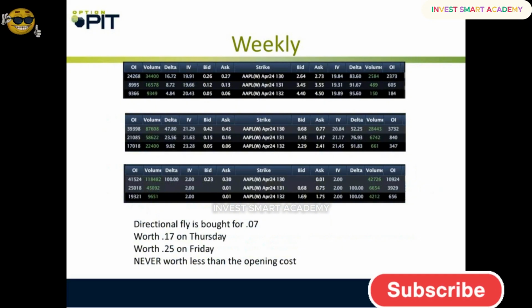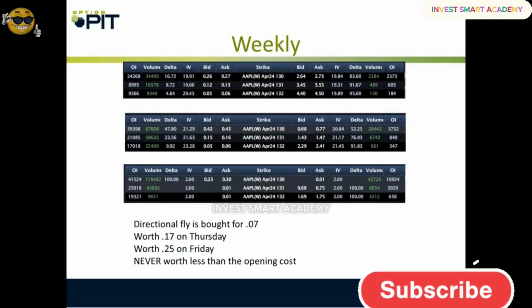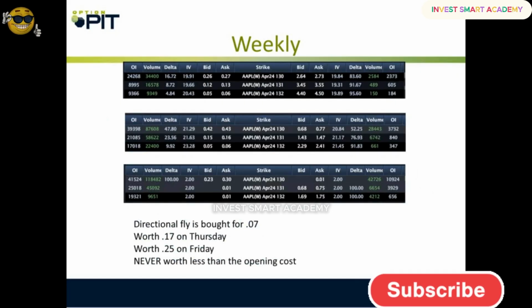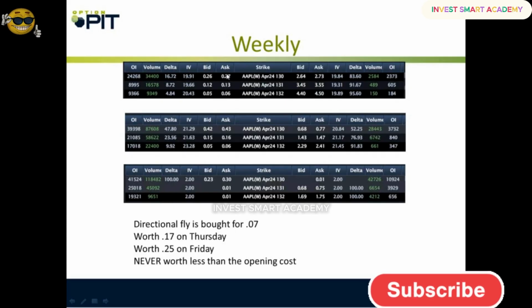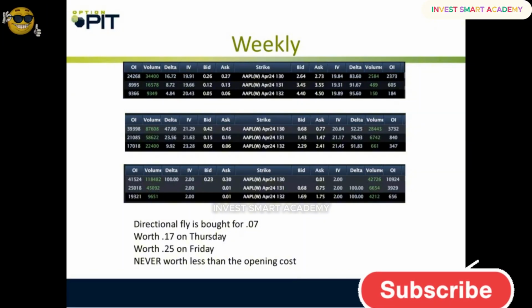So let's take a look at my Apple weekly. If I buy that first call that was out of the cone of feasibility, the 30, 31, 32 fly, at the end of the day on Monday, I'm paying 7 cents. And it's only $2 out of the money. I've got 4 days to look at it.